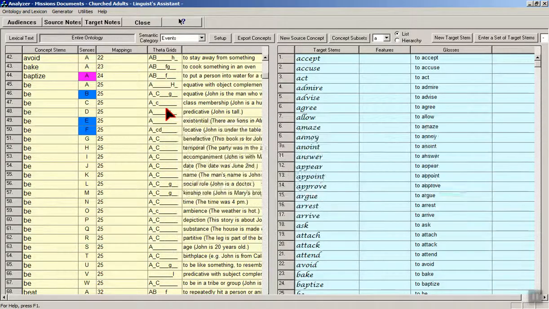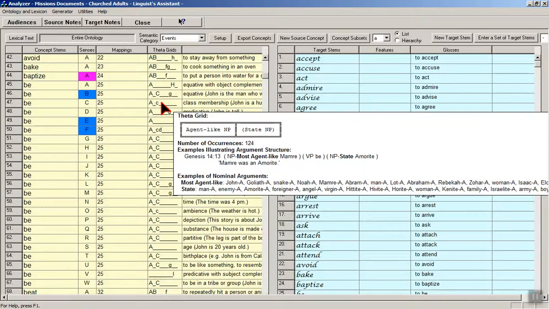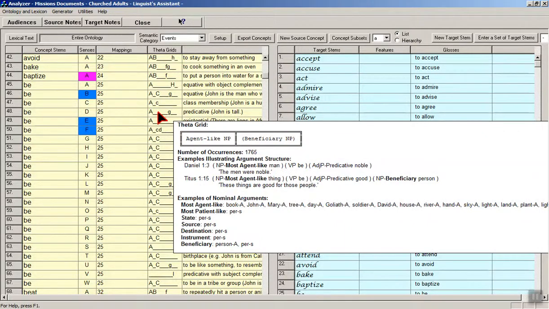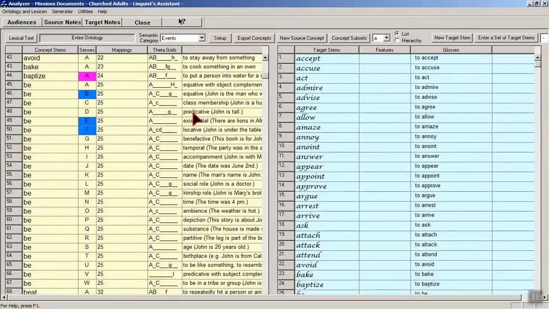This second one, class membership, John is a human. So it's showing that John is in that group of humans. This next one, it says predicative. Now remember, in terms of adjectives, we were talking about the adjective being used as a predicate. That's when you say something is something. And the example you can see over here in the description is John is tall.